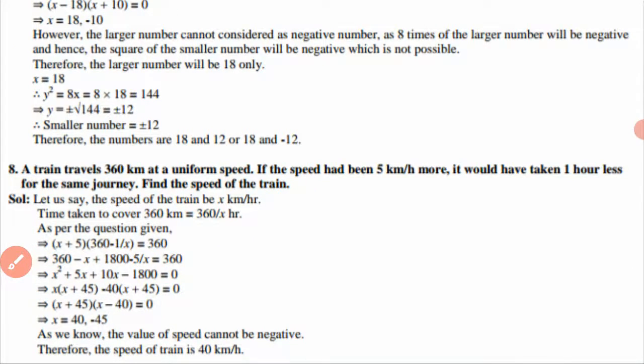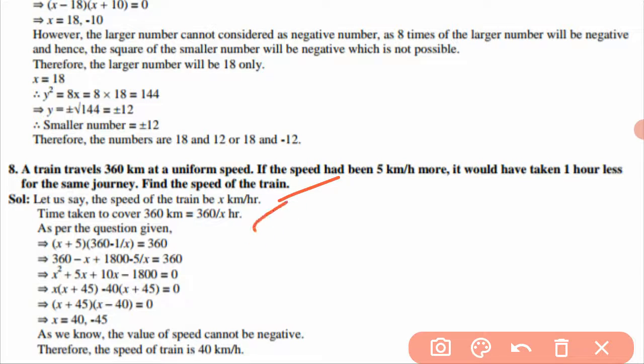In question number 8, a train travels 360 km at a uniform speed. If the speed had been 5 km per hour more, it would have taken 1 hour less for the same journey. Find the speed of the train. So here we can take, let the speed of the train be x, and the time taken by the train will be distance upon speed, therefore 360 upon x. So this equation will become x plus 5 into 360 upon x minus 1 equals 360.